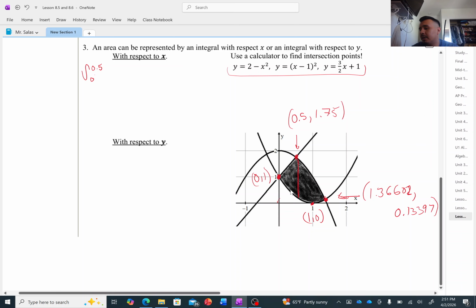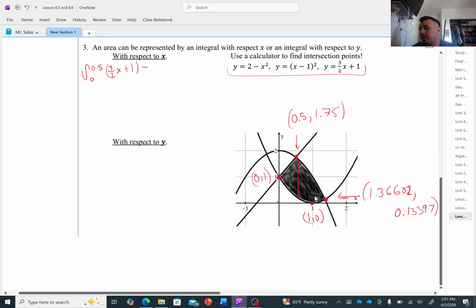So I got to make sure I identify which one is which. So this linear line is this equation here. So that's going to go first. So that's going to be 3 over 2x plus 1. Put it in parentheses. And I'm going to subtract it from this parabola.